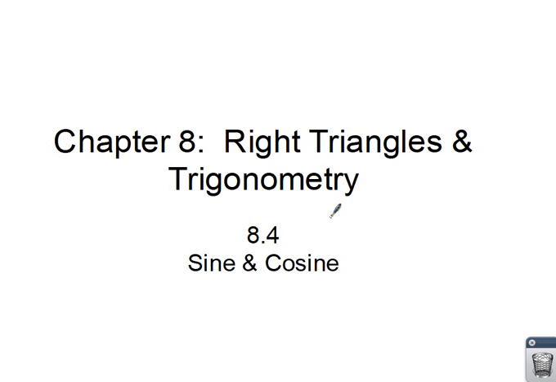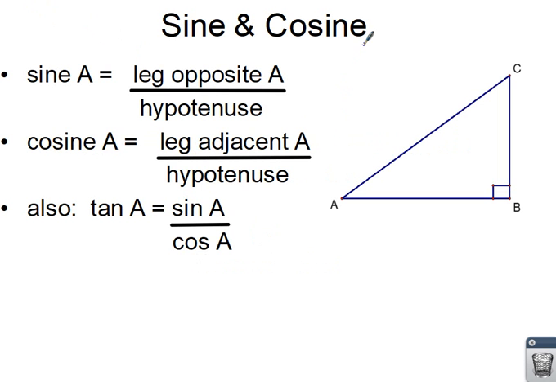Okay, the next section of trig, this goes along with the tangent, it just follows it in succession, is the sine and cosine. On your calculator it looks like sin and cos, but I want you to say sine and cosine. So the first thing you need to know, the sine is the leg opposite A over the hypotenuse. So now we're not actually going to use the hypotenuse. And the cosine is the leg adjacent over the hypotenuse.